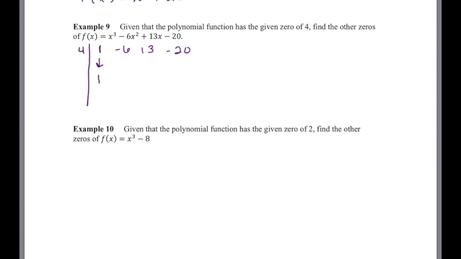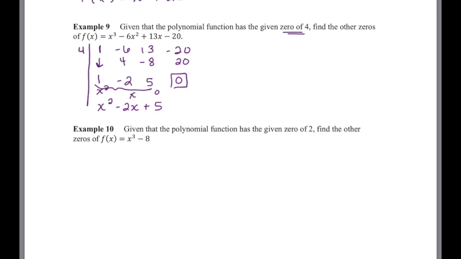I'll bring down 1. 4 times 1 is 4, which provides us with negative 2. 4 times negative 2 is negative 8, which gives 5. 4 times 5 is 20, and we get a 0. It should not surprise us that we have a 0 as a remainder, because it does tell us that 4 is a zero. But now we have a reduced polynomial. Our reduced polynomial is x squared minus 2x plus 5.